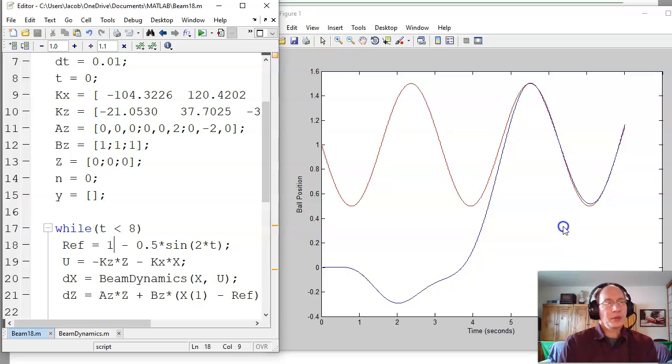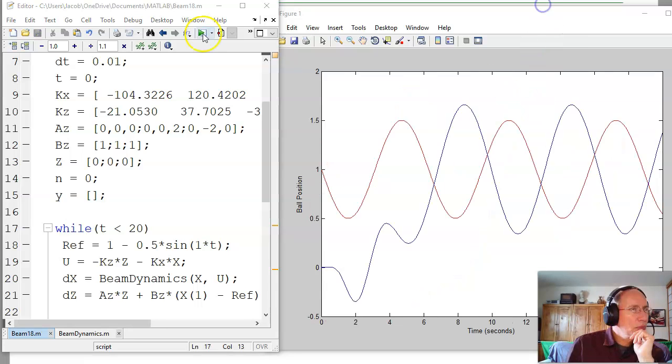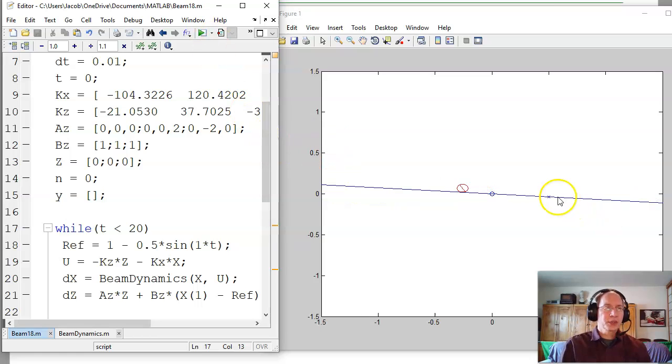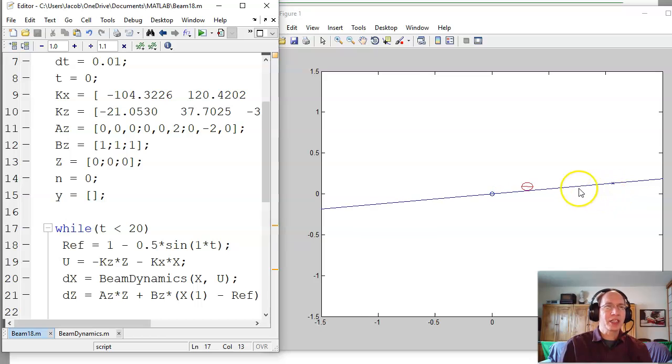One slight problem, however. Suppose I change the frequency of the disturbance. It's now 1 radian per second. Let's see what happens. So here's my set point. It's an offset of 1, but that shouldn't be a problem. I can track constants. And it's going back and forth at 1 radian per second.